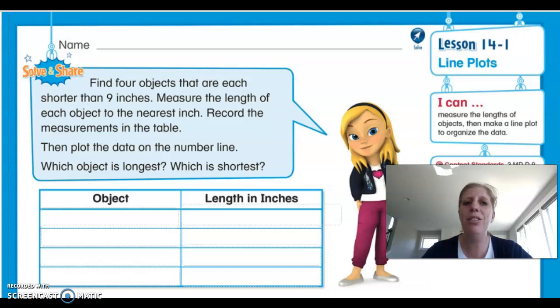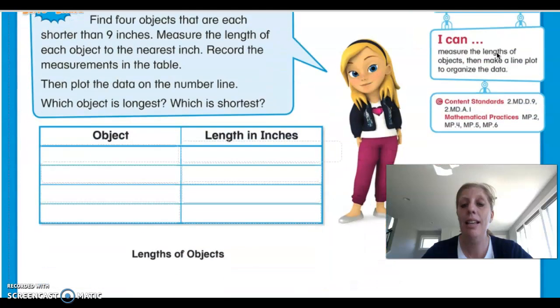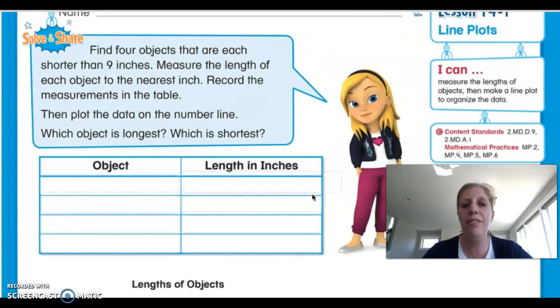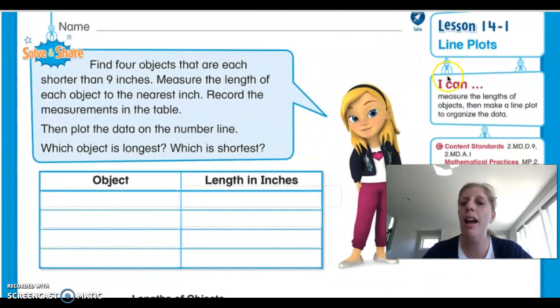We're going to skip a bunch of lessons and start topic 14, lesson 1 today. It is on page 803. We're going to start today with the solve and share. After today's lesson, you'll be able to say, I can measure the lengths of objects, then make a line plot to organize the data.